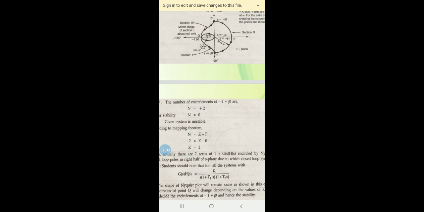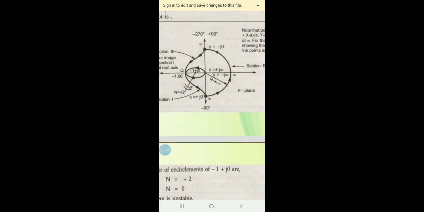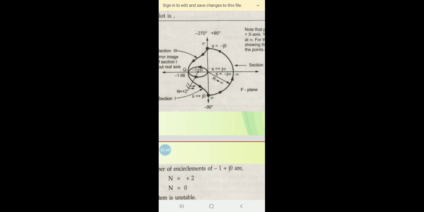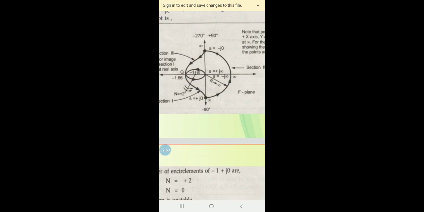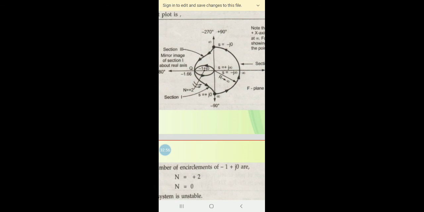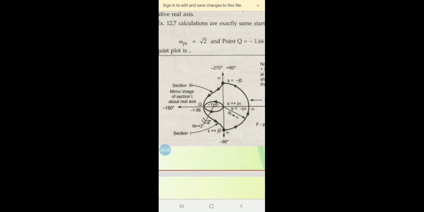Then you find the number of encirclements of minus 1 plus j0. Take this point. How many encirclements are there? Draw a vector from this minus 1 plus j0. It is passing through two paths, so N is equal to plus 2. Both are in the clockwise direction.